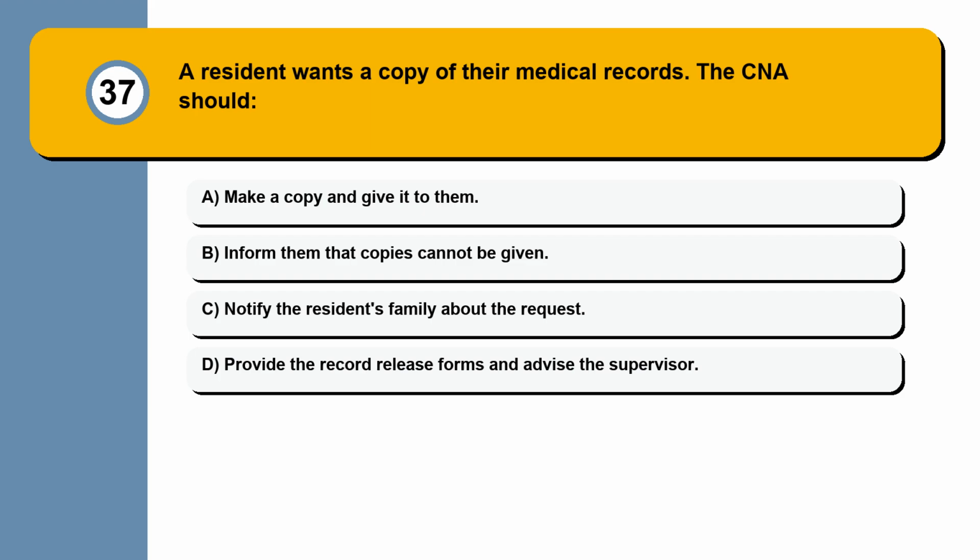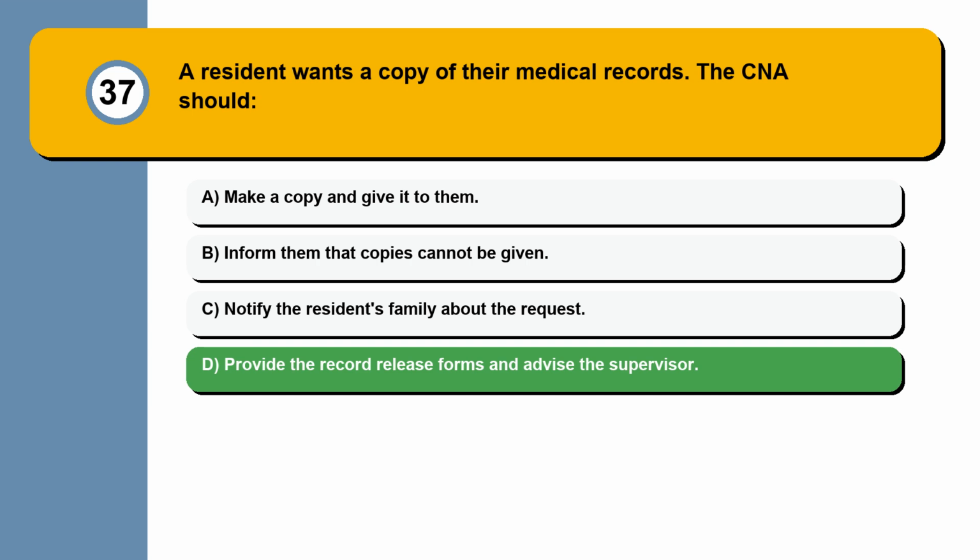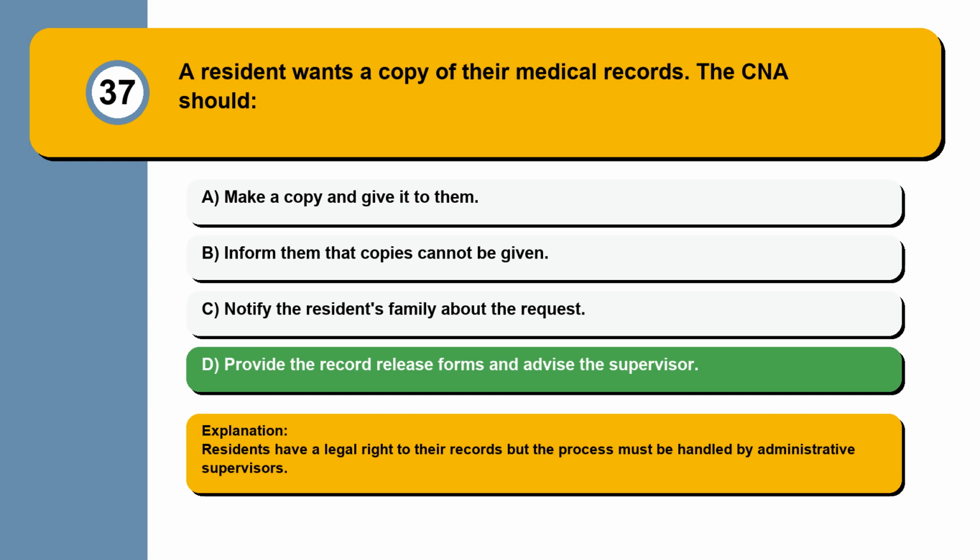Question 37. A resident wants a copy of their medical records. The CNA should make a copy and give it to them. Inform them that copies cannot be given. Notify the resident's family about the request. Provide the record release forms and advise the supervisor. Residents have a legal right to their records, but the process must be handled by administrative supervisors.